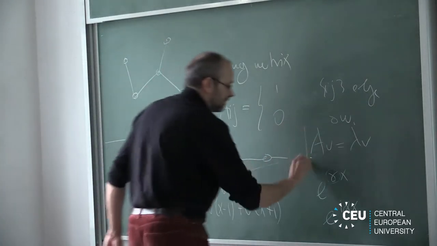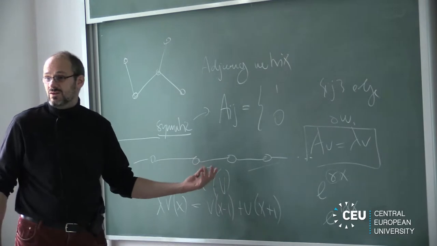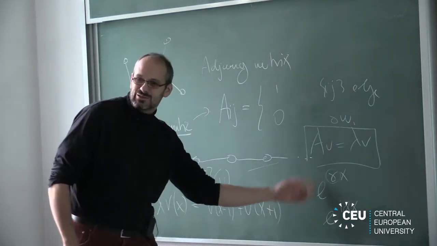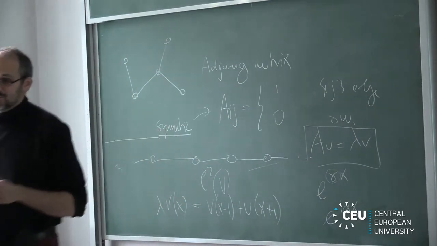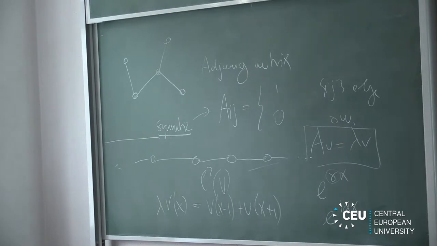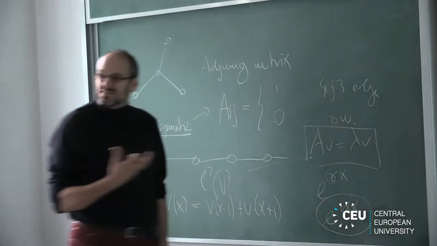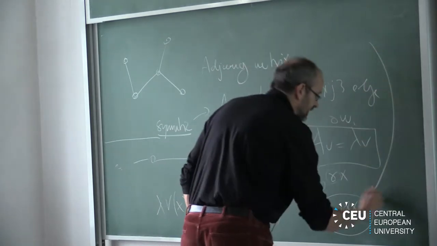But of course, these are not in L2, because it's not square summable. And basically, you exhaust all the solutions by these guys. So there cannot be any solutions that are outside of these. And these are the things that you have instead of eigenvectors, and in this world they're called extended states.